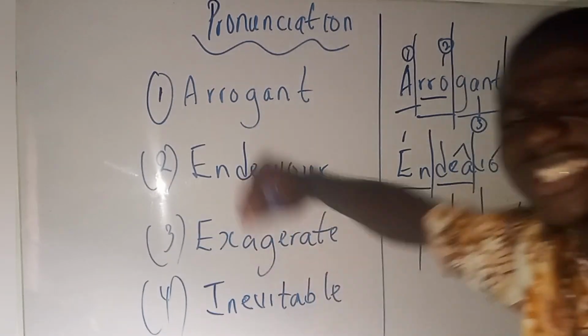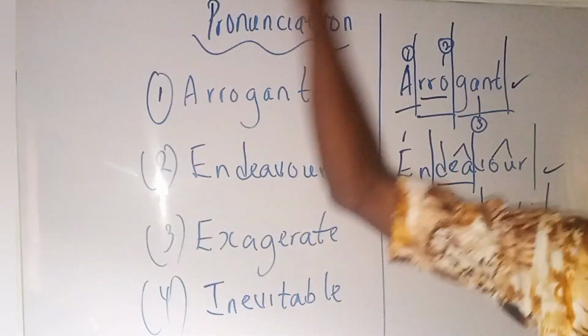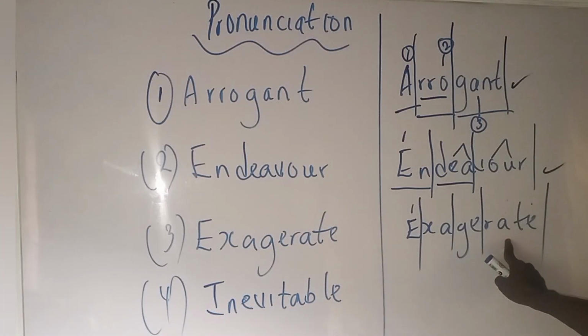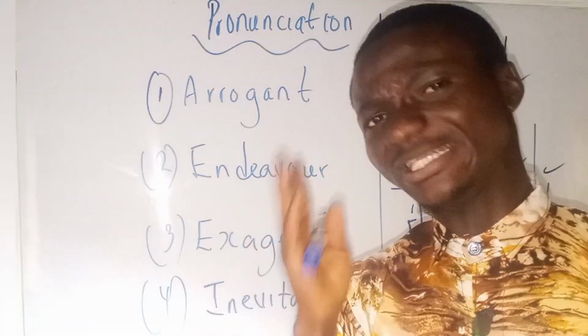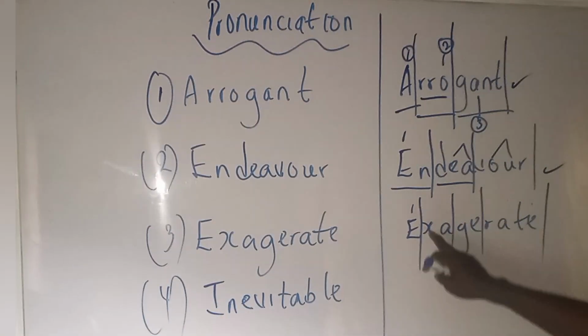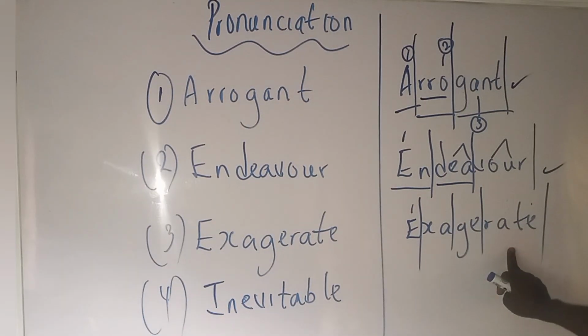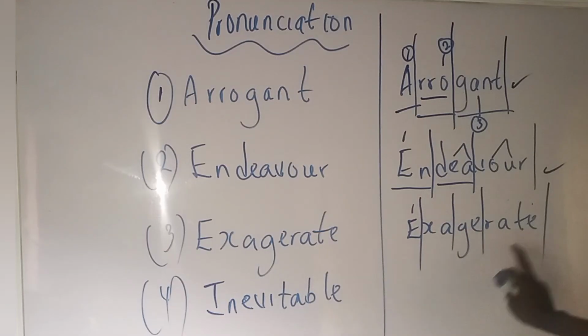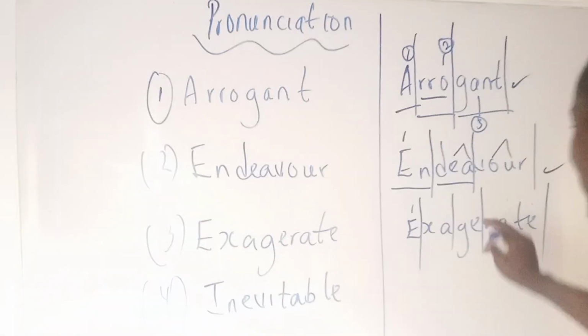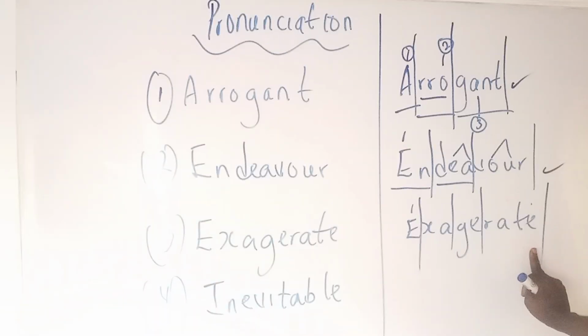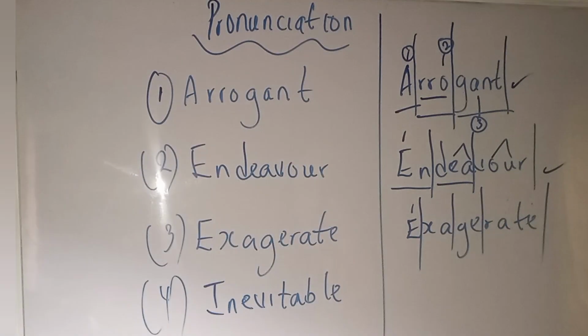Because any word that ends with E, the vowel that comes before it, like this vowel now, you are going to use the letter sound. Okay? The letter sound. So it's called exaggerate. How many syllables now? 1, 2, 3, 4. Let's go together. Exaggerate. Now we'll go to the fourth one.